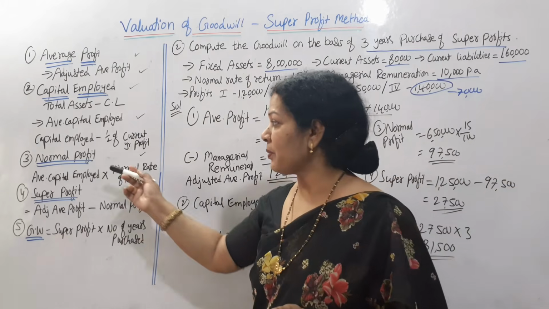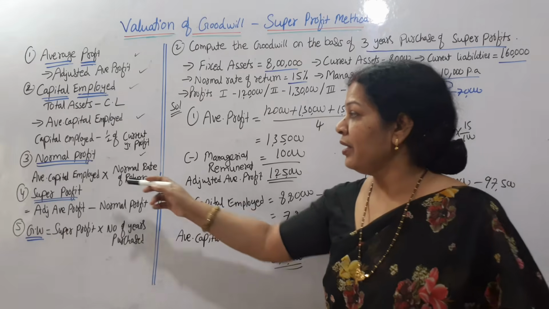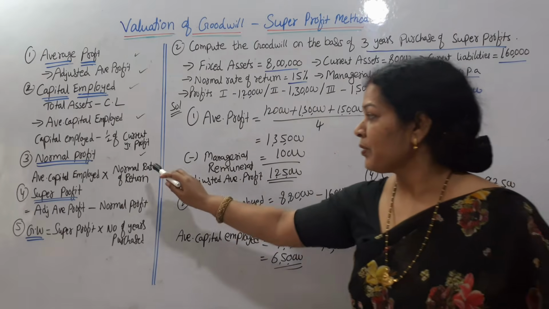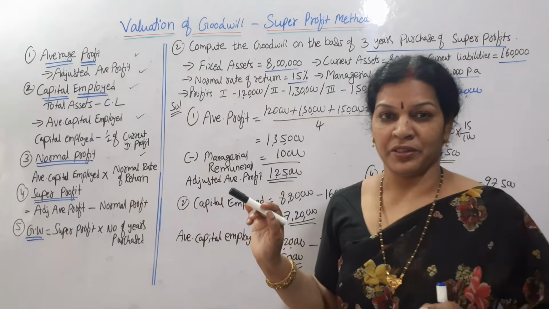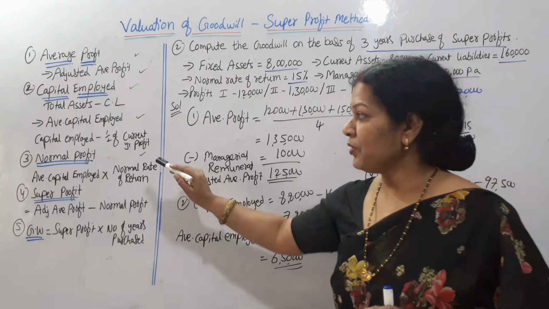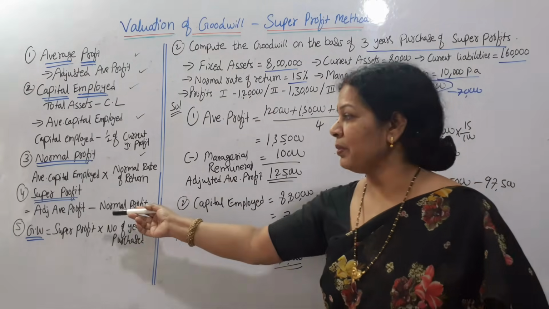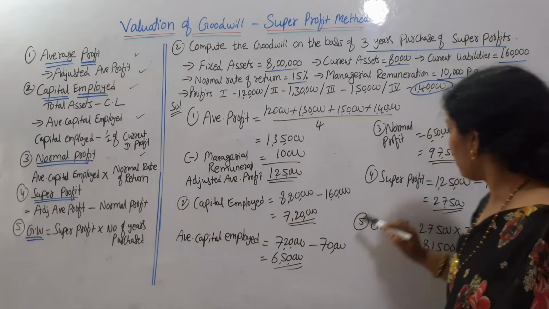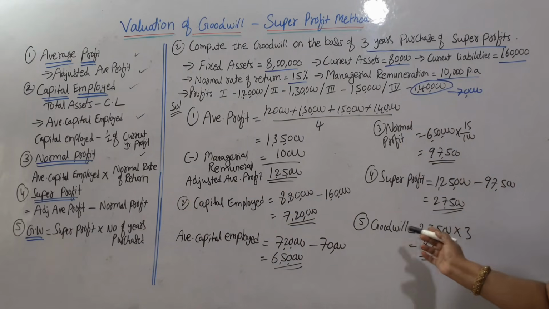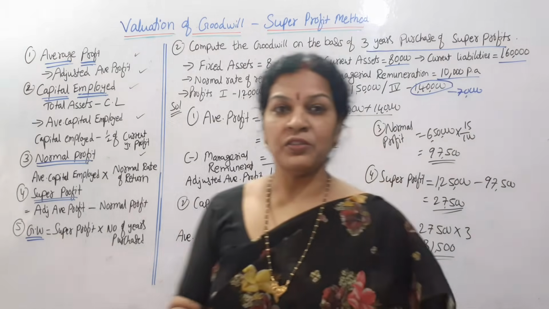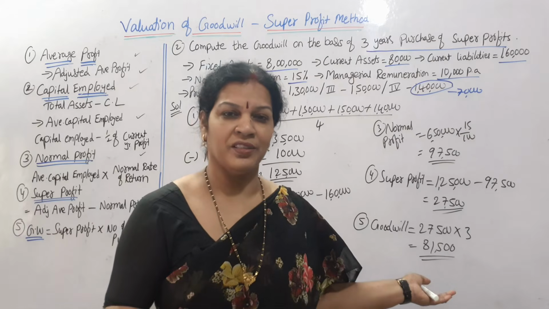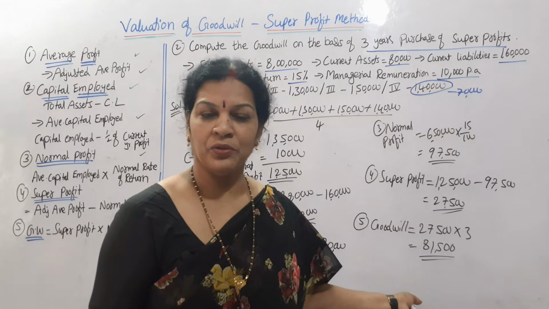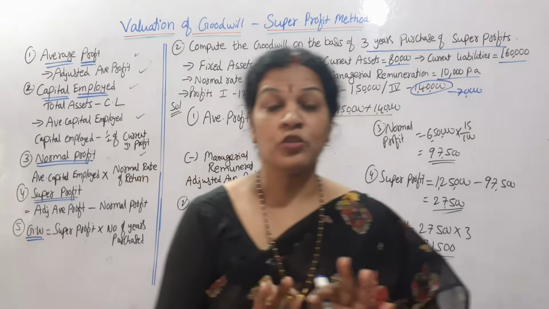Then after that, normal profit. How do you get normal profit? Average capital employed, already you got it now. So this into normal rate of return. Once if you get normal profit, super profit is equal to simple adjusted average profit, means this one, minus normal profit where here you got. So you got the normal profit, super profit. Once if you get the super profit, then goodwill, easy, just apply the formula, super profit into number of years purchased, goodwill, you got it. That's it. This is super profit method.